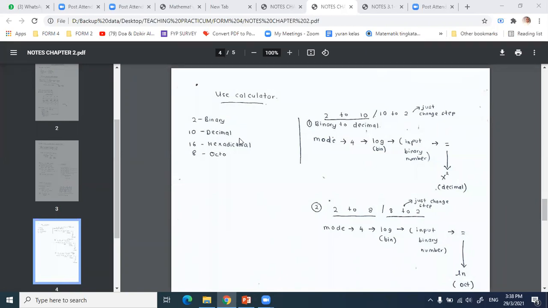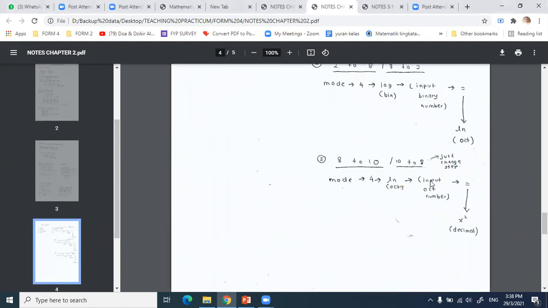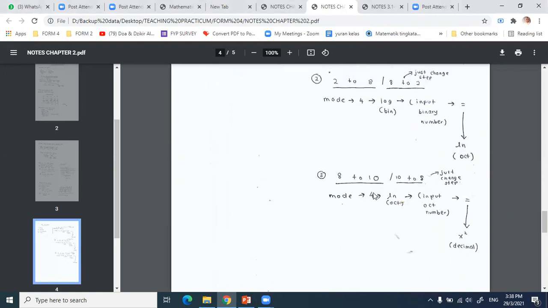Okay, so now for example, we want to change from base 10 to base 8. Look at number 3. This one is base 8 to base 10, but now we learn how to change from base 10 to base 8. First thing first, you have to press mode on your calculator and then press 4.